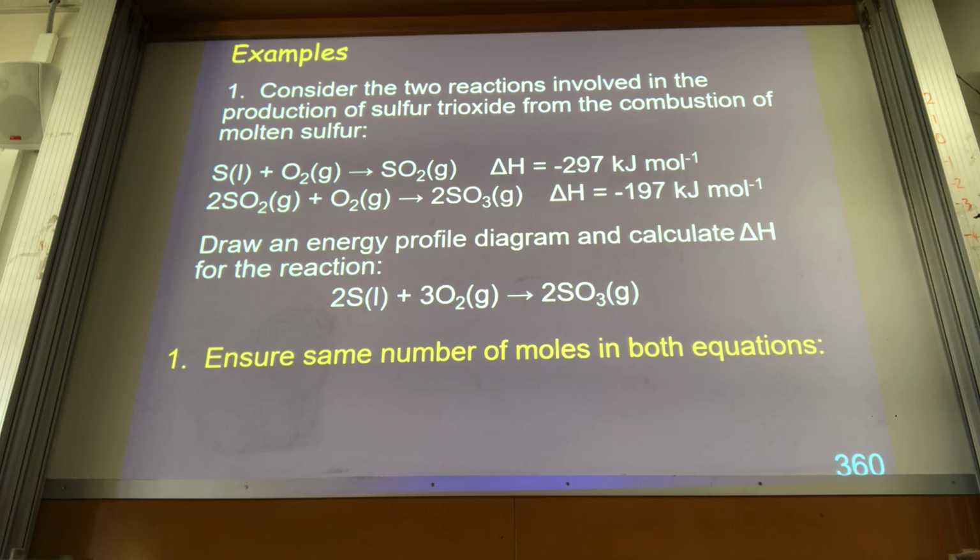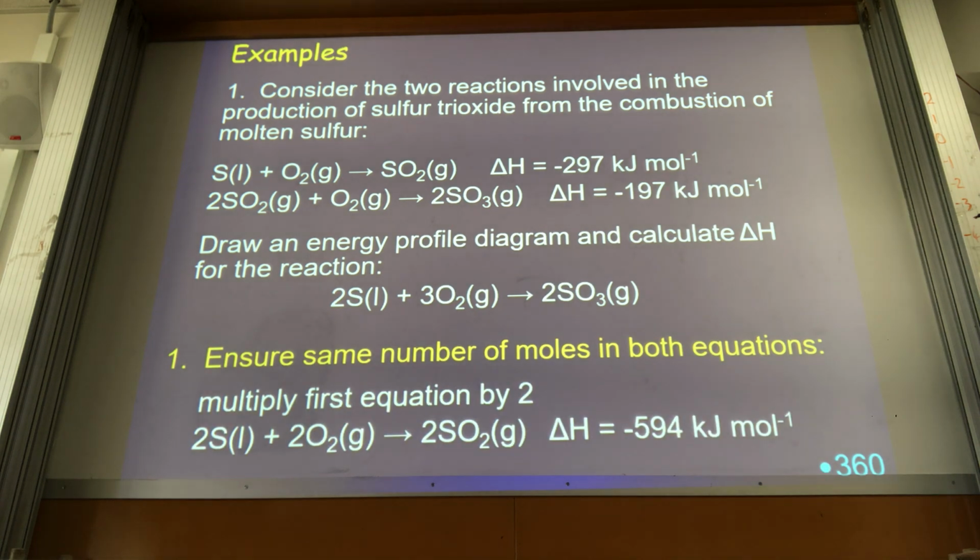So, what do we need? We've got 1 mole of sulfur dioxide here, we've got 2 moles of sulfur dioxide here. That means we need to double everything in the first equation so that we've got 2 moles of sulfur dioxide in both equations. Multiply the first equation by 2.